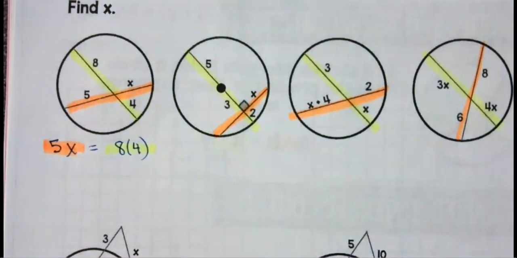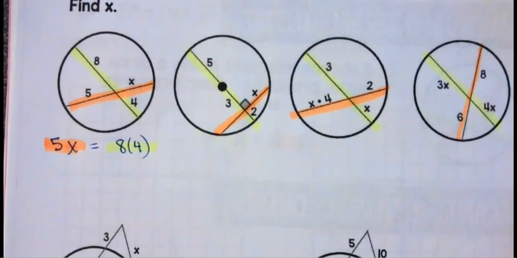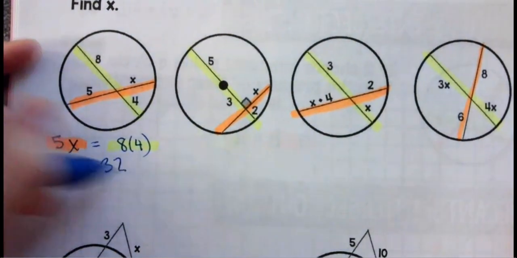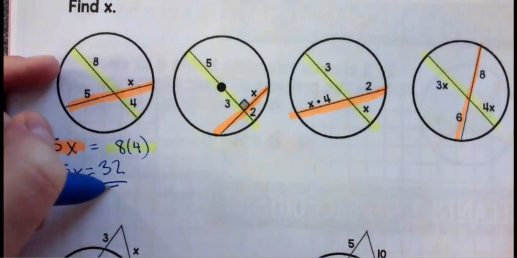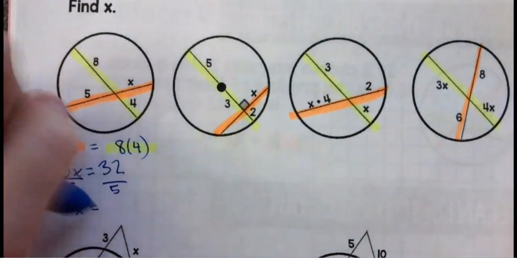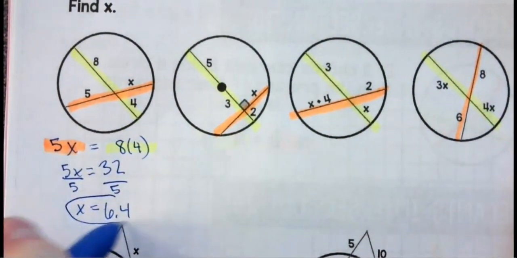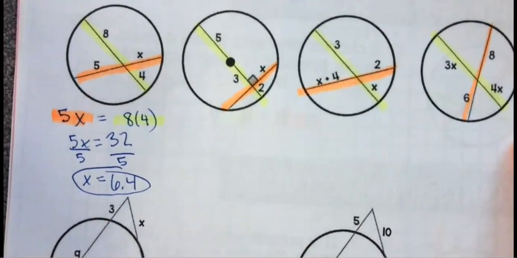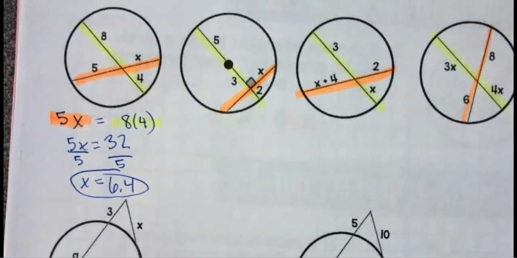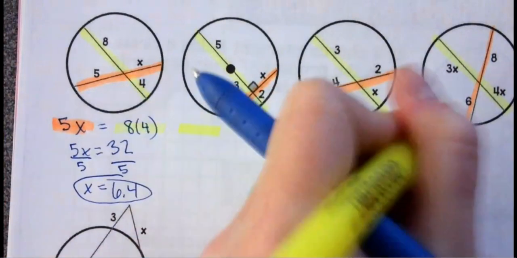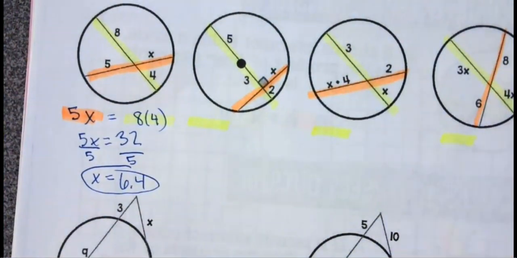And that's all you have to do. This is actually pretty easy once you get the hang of it. I know that the formulas can be intimidating, but it's really not that crazy. So 5x equals 32. This is not going to end up as a whole number, but that's okay. You'll get 6.4 when you divide those. For this one, I'm just going to do all of these, and we can do these fairly quickly.